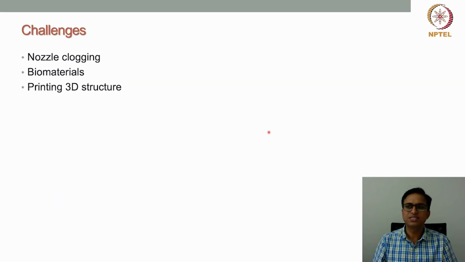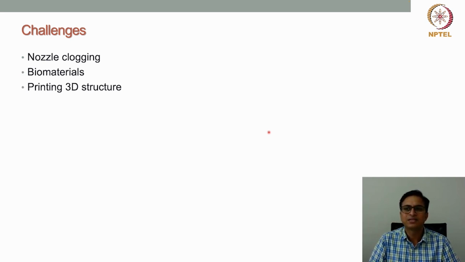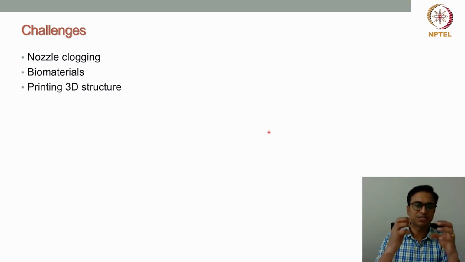There are some challenges with this inkjet 3D printing technology. The very first challenge is nozzle clogging. That's a problem, and it happens because the nozzles are of very small sizes, around 50 microns or less. So that's why nozzle clogging is a frequent phenomenon. It happens mostly if you have suspended some solid materials within the medium, then the suspended particles can settle down and clog the nozzle.